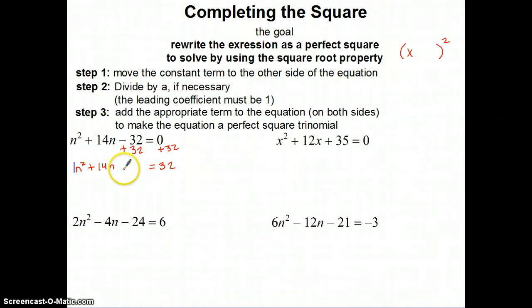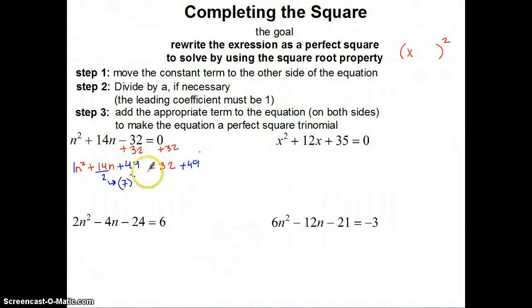Add the appropriate term to the equation. So I'm going to fill in this blank by dividing my 14 in half. That gives me positive 7. Squaring 7, I get 49. So I add 49 to both sides of my equation.